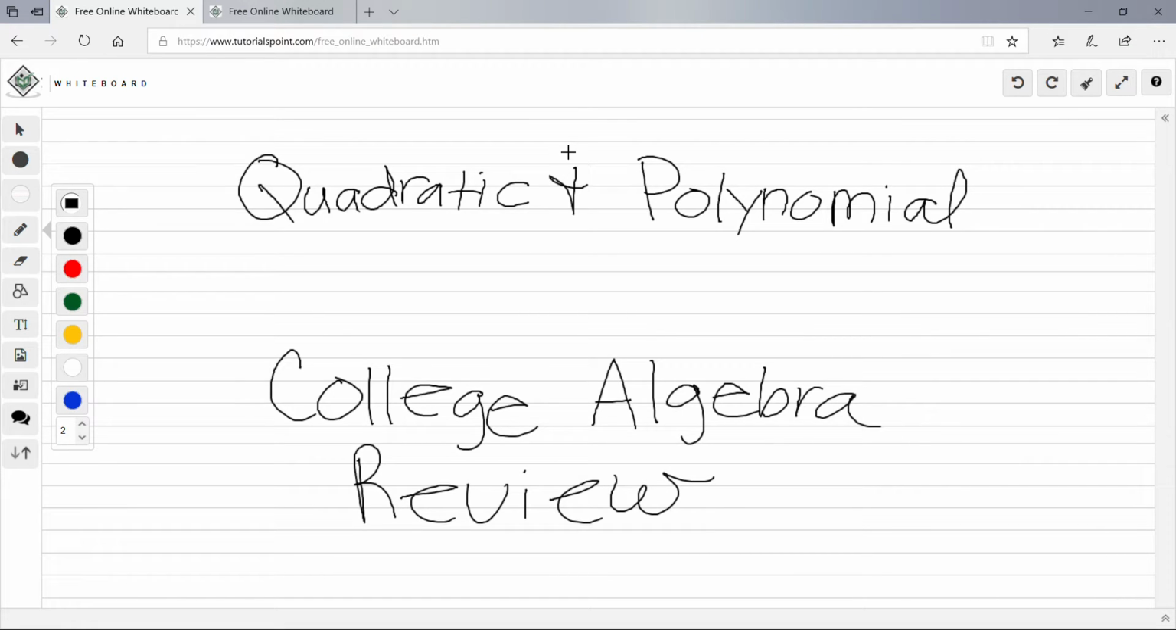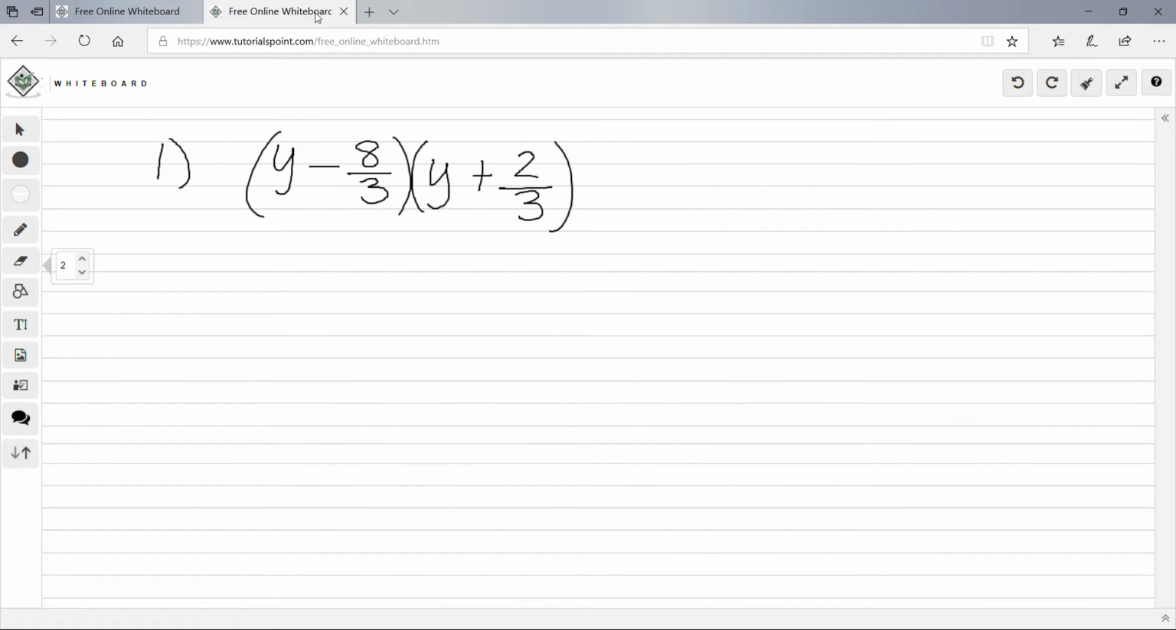Today we're going to learn about quadratic and polynomial, and this is under the college algebra review. So our first problem is y minus 8 over 3 times y plus 2 thirds.